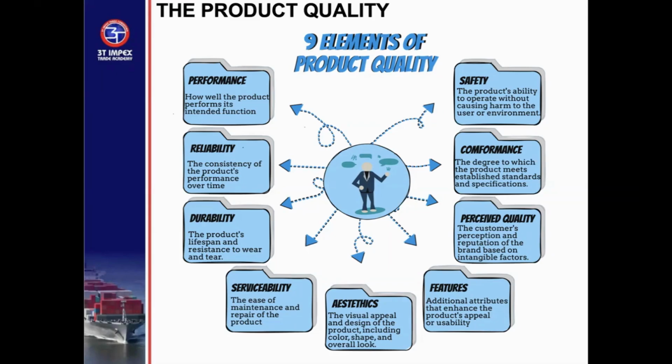Aesthetic. The visual appeal and the design of the product, including color, shape, and overall look. So, does the product look the way you want it to look? This one matters less for a commodity, but it helps to identify it and also makes it appealing. Features, additional attributes that enhance the product appeal or usability. Now, perceived quality. The customer's perception and reputation of the brand based on intangible factors like credibility and goodwill.